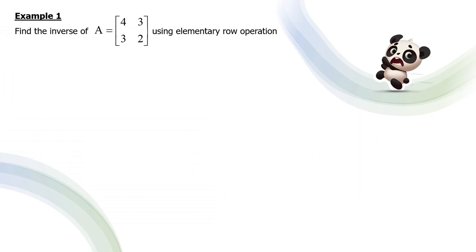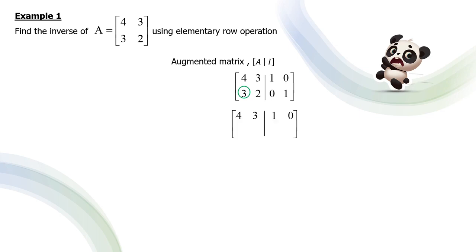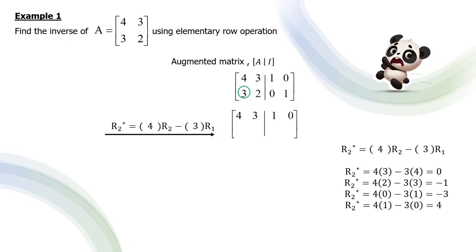Find the inverse of matrix A by using ERO. First, we need to form the augmented matrix. The idea is to change all the non-diagonal entries to be 0. If we want to change the second row, we have to remain the first row. The new second row will be 4 row 2 minus 3 row 1.